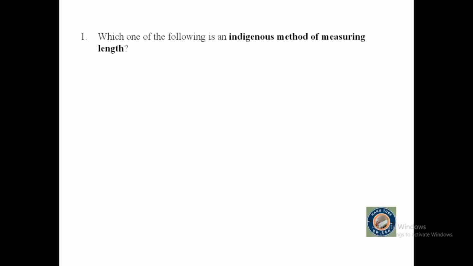Question number 1. Which one of the following is an indigenous method of measuring lengths? A. Kuntal, B. Farasulla, C. Tasa, D. Pace.